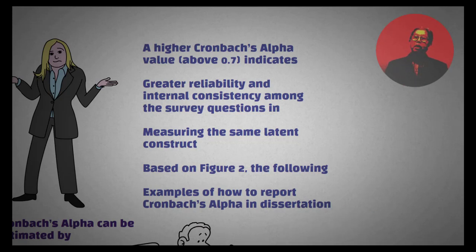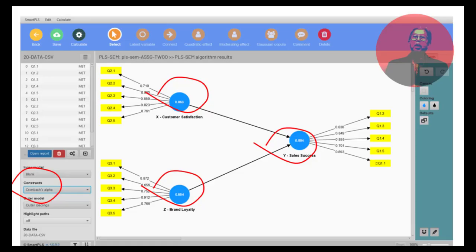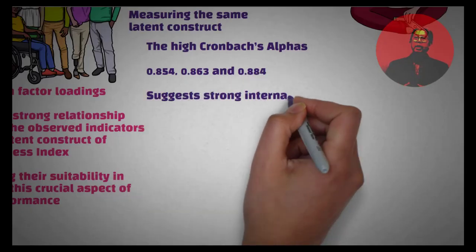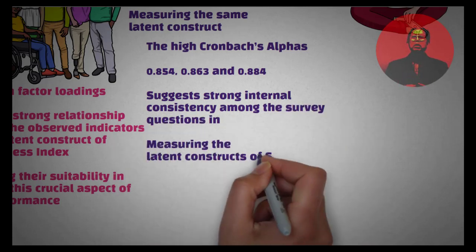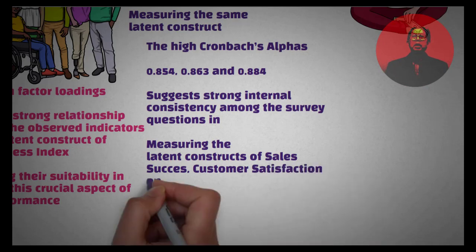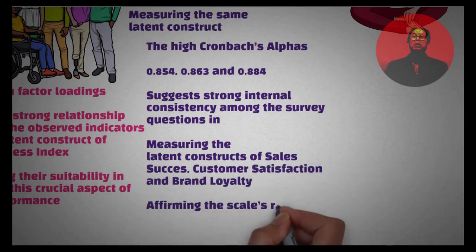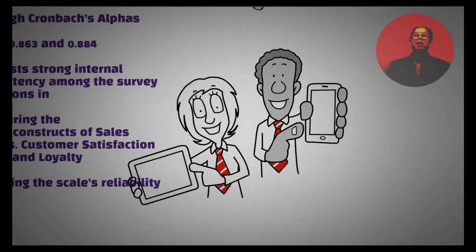Based on figure 2, again look at the circle. I'll show you how to report Cronbach's alpha in your dissertations. The high Cronbach alpha, for example 0.854, 0.863, and 0.884, suggests strong internal consistency among the survey questions in measuring the written constructs of sales success, customer satisfaction, and brand loyalty, affirming the scale reliability.